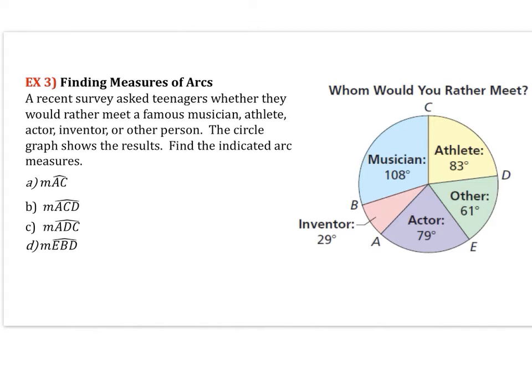This next one is also using the arc addition postulate, but it's in the context of our circle graphs. And we're familiar with these. But in this situation, we have a recent survey that asked teenagers whether they would rather meet a famous musician, athlete, actor, inventor, or other person. So this circle graph shows the results, so find the indicated arc measures. Take a moment to pause and try these on your own and see how you do.